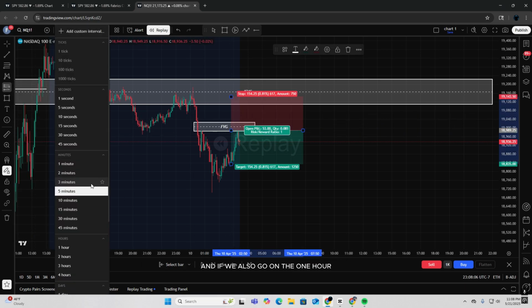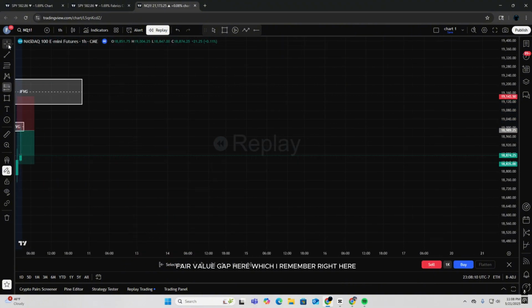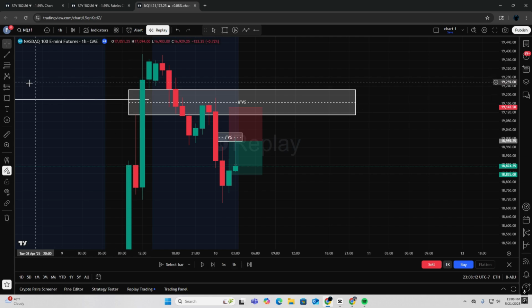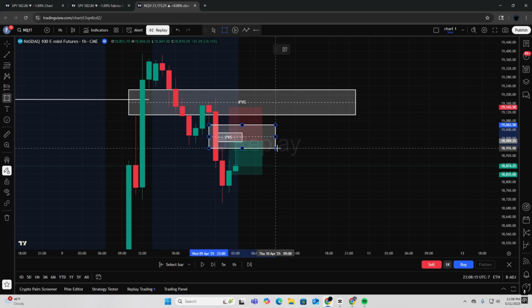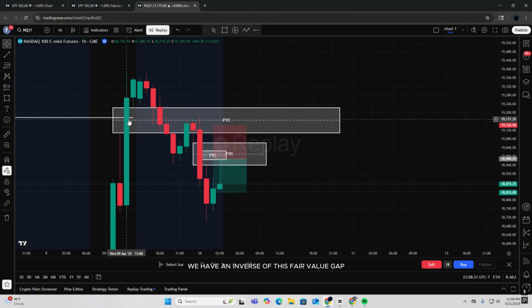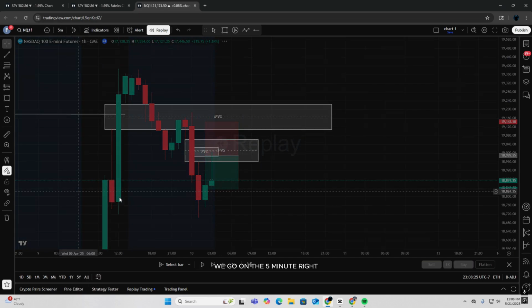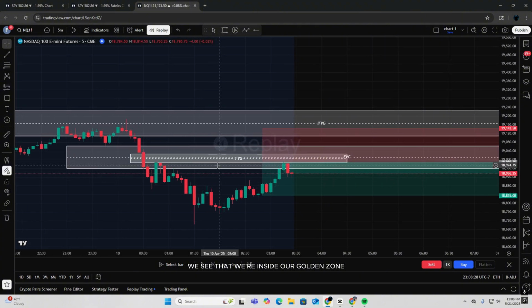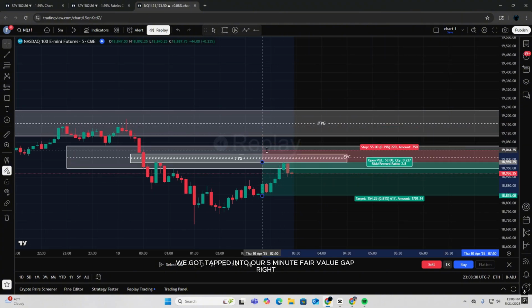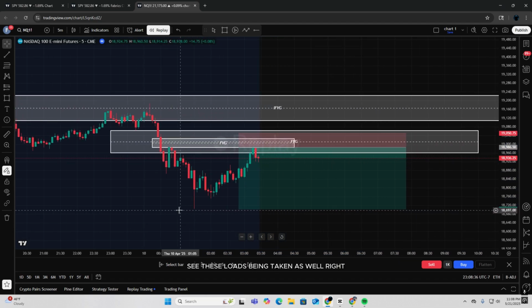And if we also go on the 1 hour, we did create a 1 hour fair value gap here, which I remember right here. So now we're starting to see more bearish confidences being built up. We have an inverse of this fair value gap. We got that 1 hour fair value gap as well. We go on the 5 minute, we see that we're inside our golden zone. We got tapped into our 5 minute fair value gap. So from here, this gives us enough confirmation that we're probably going to see these lows being taken as well.